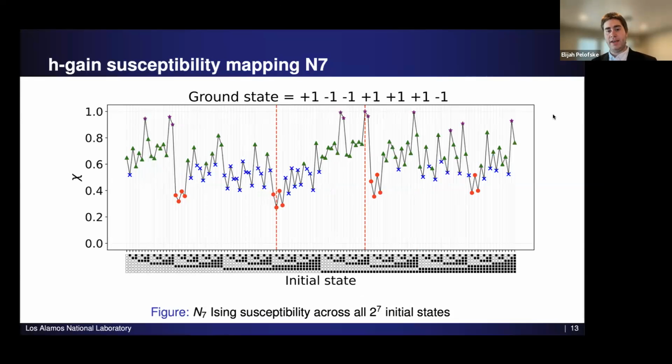And this is just a different ground state for the N7 Ising. There were two ground states for the N7 Ising. And if I flip between this plot and this plot, you can see that they're mirrors of each other, which is pretty interesting.